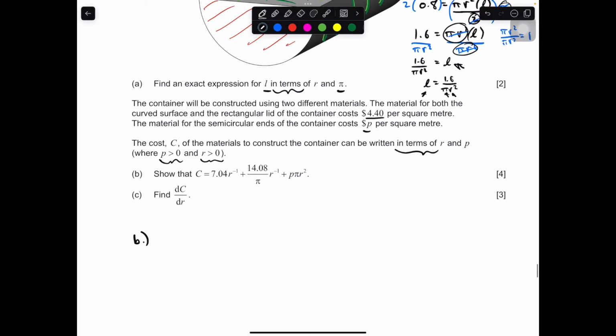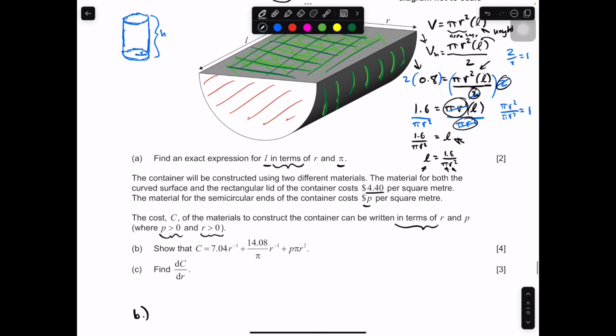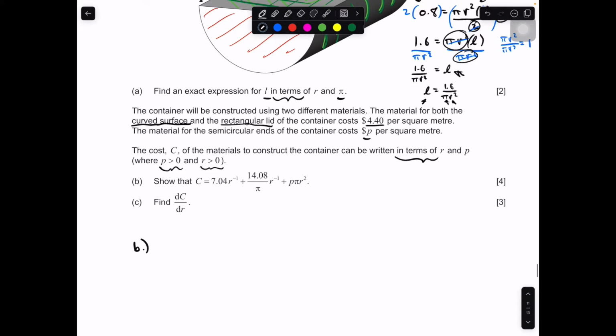Here's B. Okay, so what do we know? Cost is 440 per square meter, and that's for the curved surface and the rectangular lid. So let's write out cost equals, and then let's write it out in terms of curved surface plus rectangular lid, that's all going to be equal to 440 per square meter. So curved surface times rectangular lid times 440.